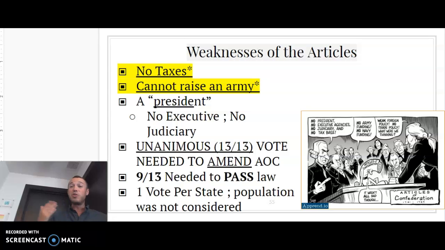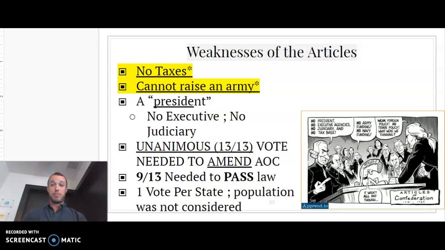However, it still took 9 of the 13, or a supermajority, to be able to pass just a regular law. That's pretty tough to get to sometimes. It's a lot easier to get a simple majority, which would be 7, than a supermajority like this. And you should know this, that each state got 1 vote in the Articles of Confederation. It didn't matter if you were a big state like Virginia or New York, or if you were a small state like Georgia and New Jersey.